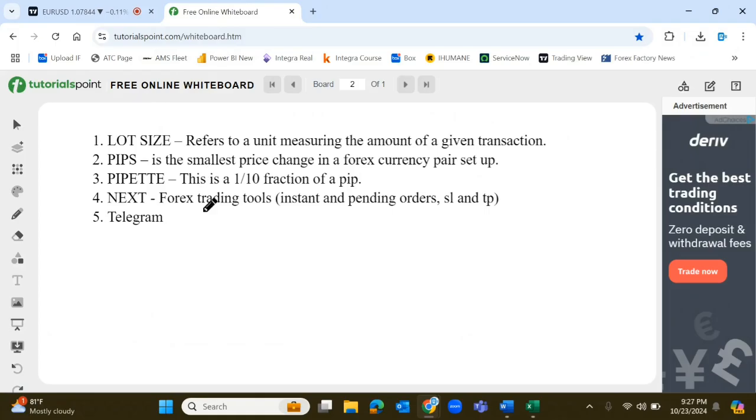Now in the next episode, which is going to be episode 6 of the beginners lessons, we are going to be discussing forex trading tools, which is going to be instant market executions, then pending orders like buy orders, stop orders, I mean, and then limit orders, and then how to put your stop loss, take profit, and then what exactly do they mean in the market. So that is what we will be explaining in the next episode, and then of course you will get a deeper understanding of what forex is at the beginners level.